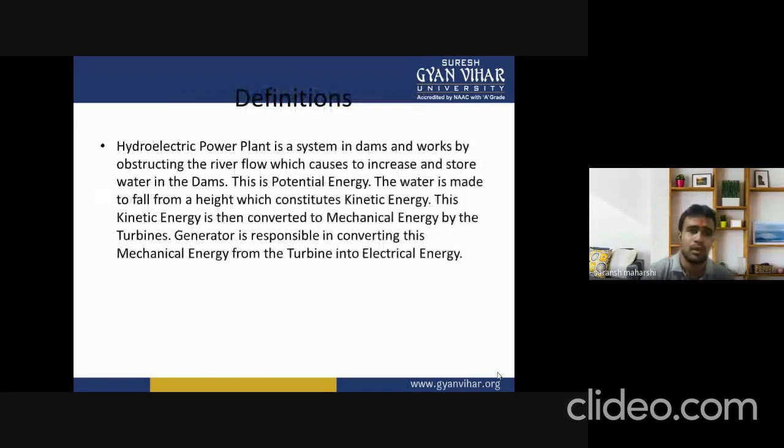Definitions: hydroelectric power plant is a system in dams and works by obstructing the river flow, which causes water to increase and be stored in the dams. This is potential energy. The water from a height produces kinetic energy. This kinetic energy is then converted to mechanical energy by the turbines. The generator is responsible for converting this mechanical energy from the turbine into electrical energy.